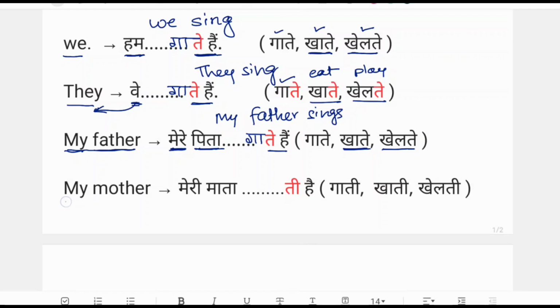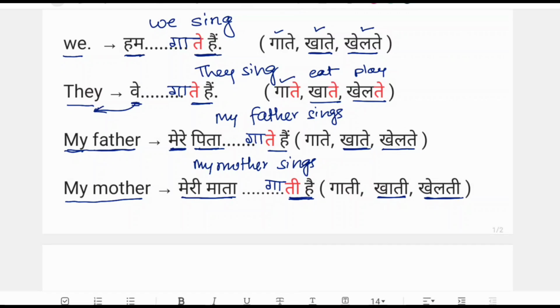Similarly, with my mother we use मेरी माता. Mata is for mother. So मेरी माता, and the structure is ती है, as she is a lady, so we use the ती है form. In this way, मेरी माता गाती है, that means my mother sings. मेरी माता खाती है, that means she eats. And मेरी माता खेलती है, that means my mother plays.